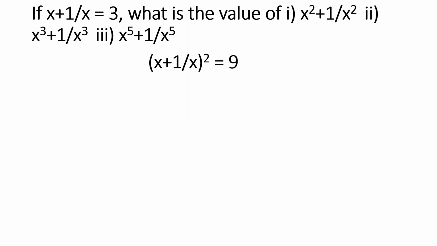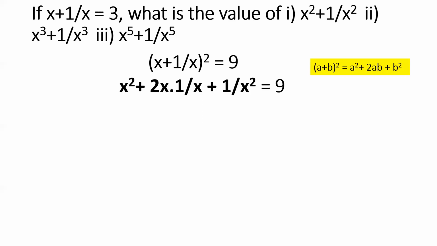Now, here we reference the formula for a plus b whole square. So if you expand a plus b whole square, this is what you get: a square plus 2ab plus b square. So this is something that's good to memorize or remember. Now, if we substitute x for a and 1 by x for b in this formula, then this is what we get when we expand the left hand side: x squared plus 2x into 1 by x plus 1 by x squared.